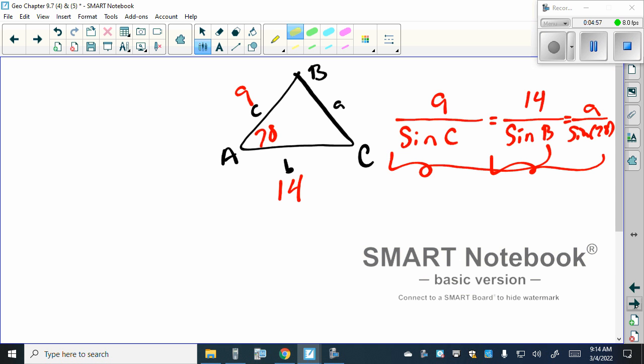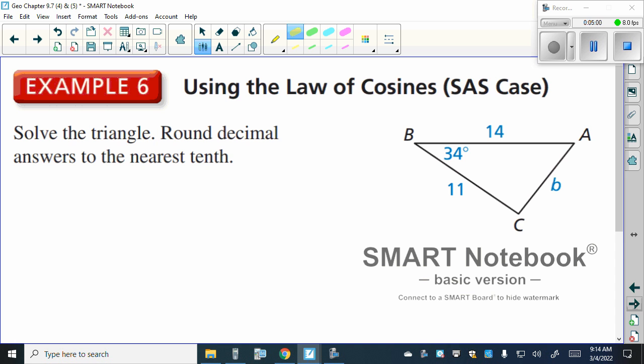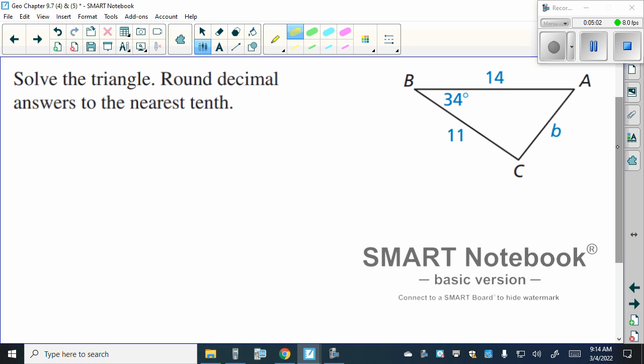So if we look at this first one here, solve the triangle, round your answers to the nearest tenth.